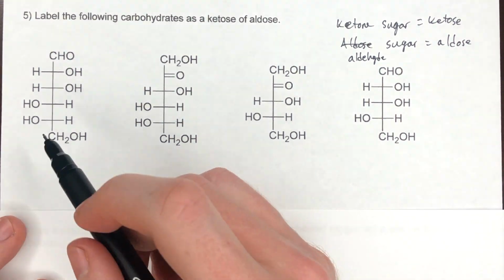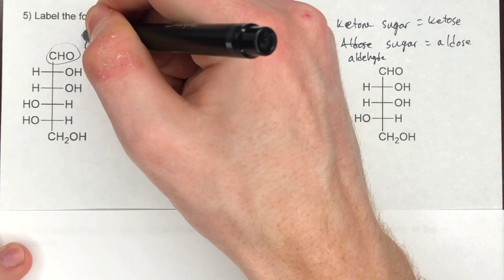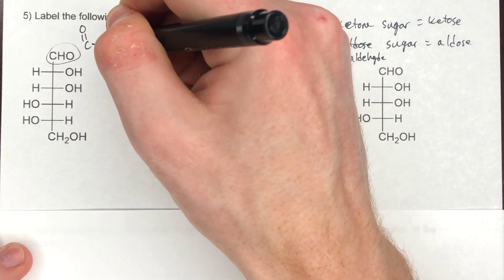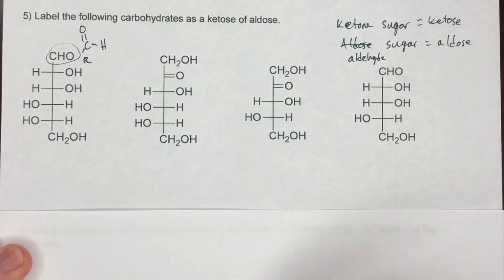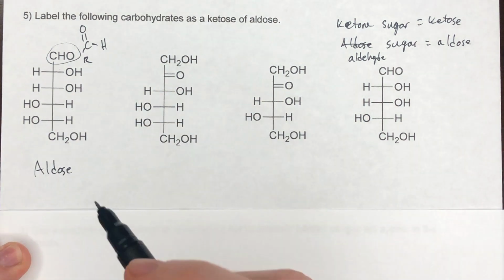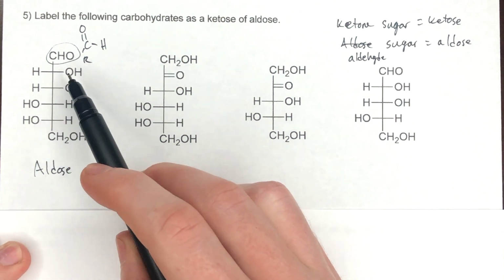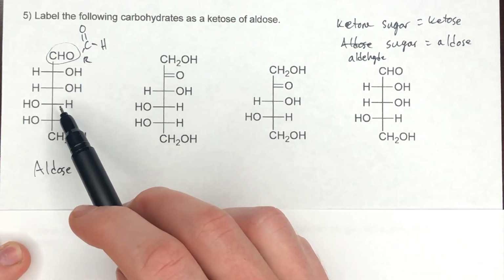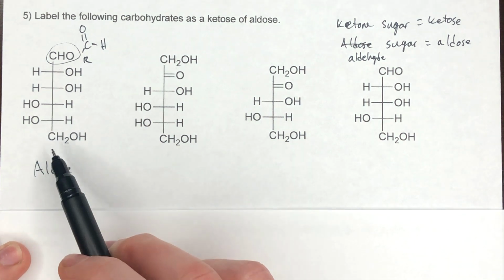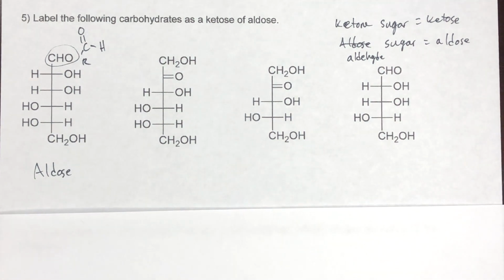So if we look in this first carbohydrate, we have CHO. A CHO group is an aldehyde. So this is an aldose. Notice the rest of these aren't just alcohol functionalities. Here we have a secondary alcohol, another secondary alcohol, and so on until you get to the only primary at this position. So an aldose is what we're looking for here.